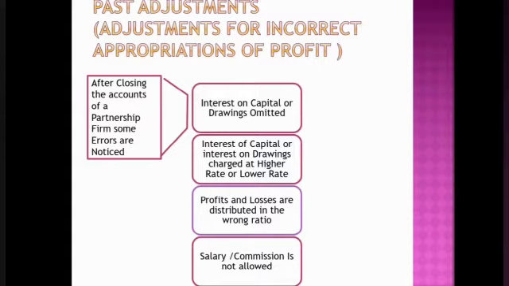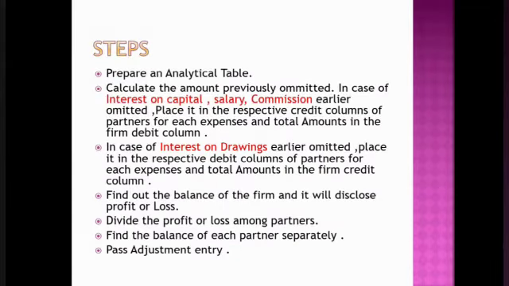So if the firm notices such kind of error, then there must be some rectification made. So how do they rectify? They follow a series of steps. Step number 1: prepare an analytical table. In that analytical table, first they calculate the amount which was previously omitted.